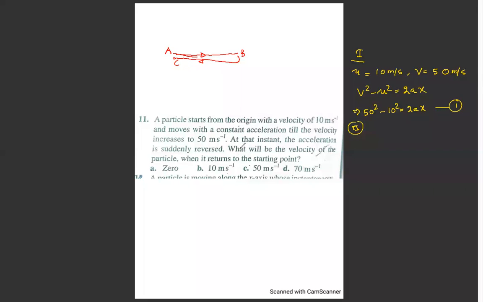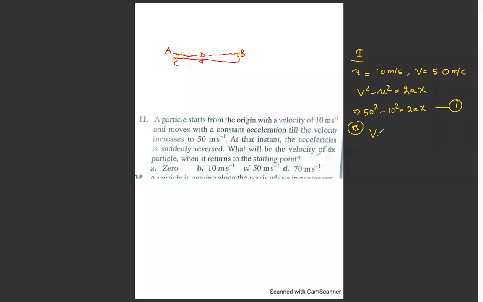What will be the velocity of the particle when it is returning to the starting point? When it returns back to the starting point, its displacement will remain same, right? If I consider this B point as the starting point and C as the end point, the magnitude of the displacement will remain same, but the direction will be reversed. So we have to find out what will be the velocity of the particle at the starting point.